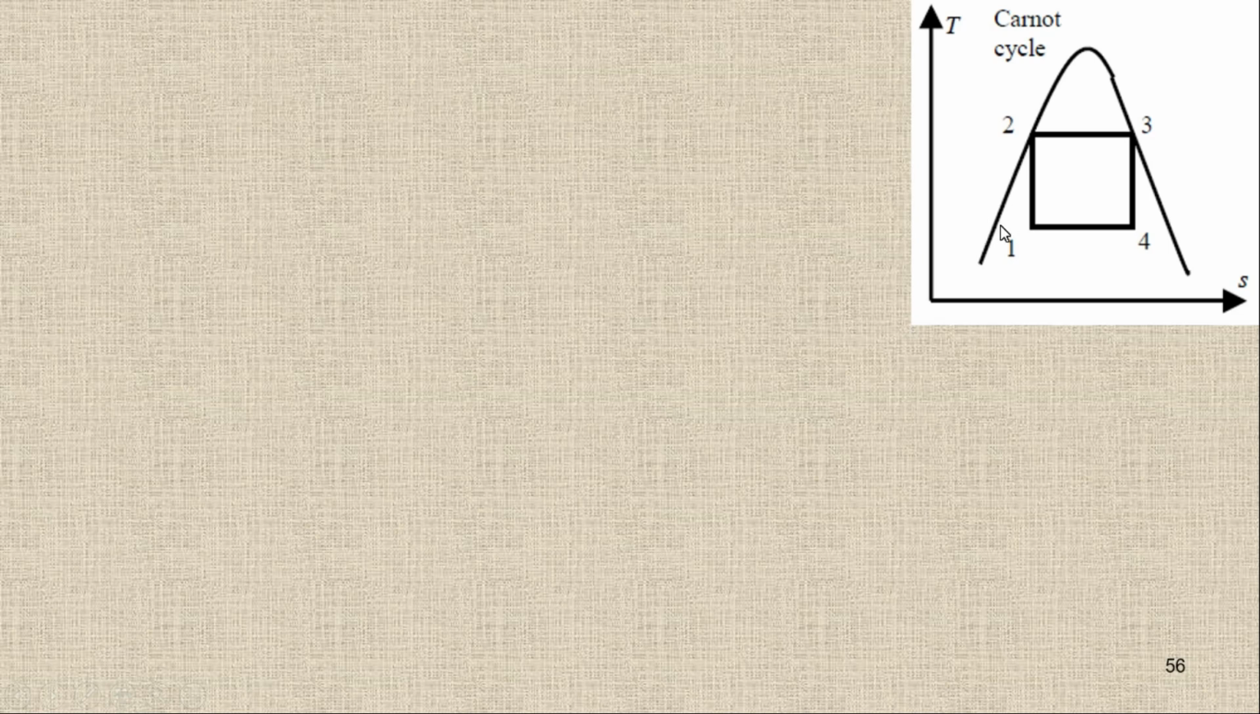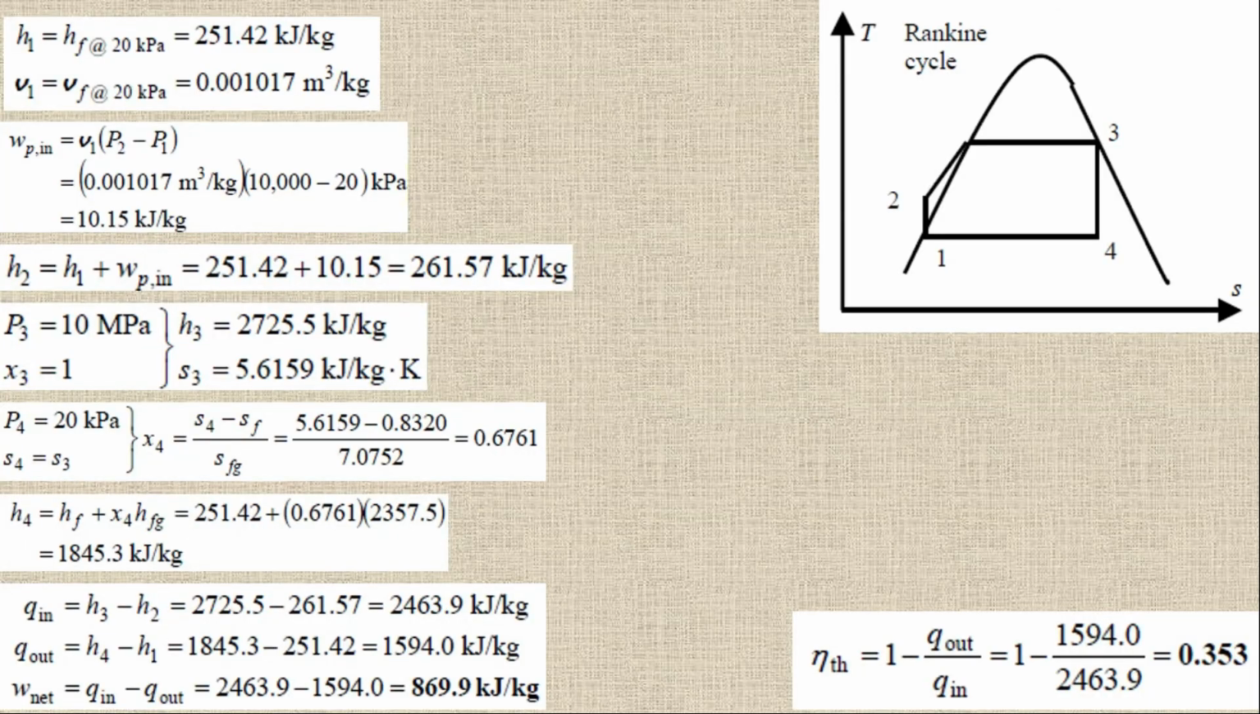Now here again we have 10 megapascal at point number 3, and we have saturated vapor at point number 3. So we can easily calculate the value of H3. We can easily get the value from the table as well. Basically it's simply H3 equal to Hg, as we did in this part. So we have H3, we have the P3 which is 10 megapascal, and we have the X3 which is 1. So we are getting H3 equal to 2725, and S3 equal to 5.615. So we will get the same answer for the Carnot cycle, because state number 3 is same.